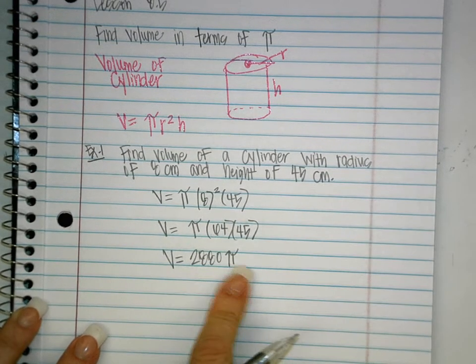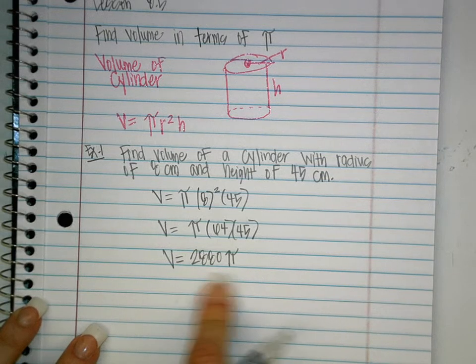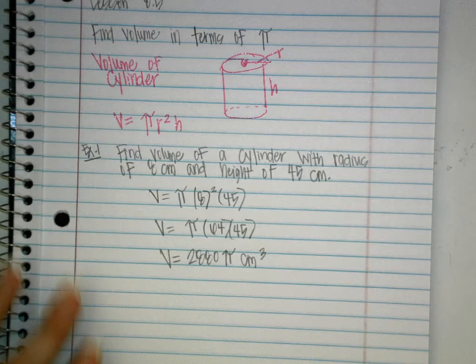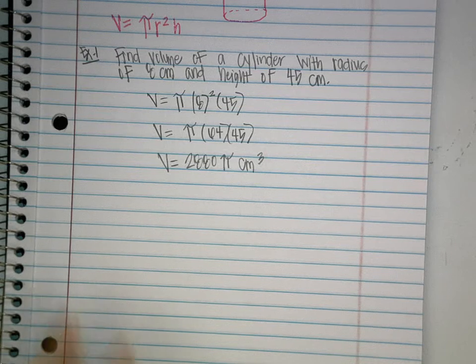Okay, and how are those two attached? Are they attached by add, subtract, multiply, or divide? Multiply. Okay, and here we're also going to write this as centimeters cubed. But that's your answer. You just leave things with a pi in the answer.